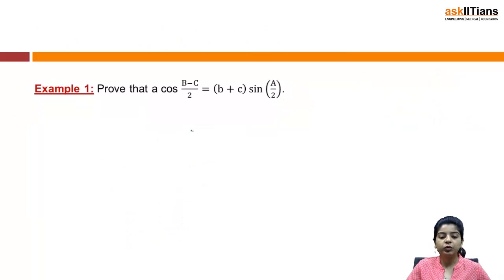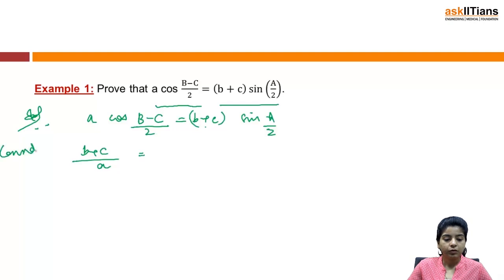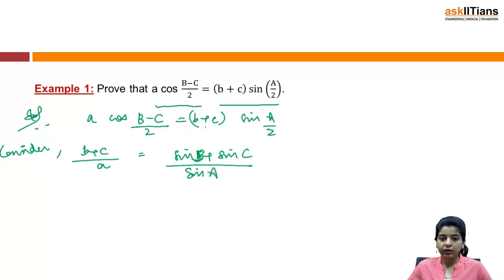So the first example says, prove that a cos((B minus C)/2) is (b plus c) sin(A/2). So what are we required to prove? That a cos((B minus C)/2) is (b plus c) sin(A/2). What I do is I first consider (b plus c) by a. So (b plus c) by a is equal to (sin B plus sin C) by sin A, using the sine rule, I can write it in this form.